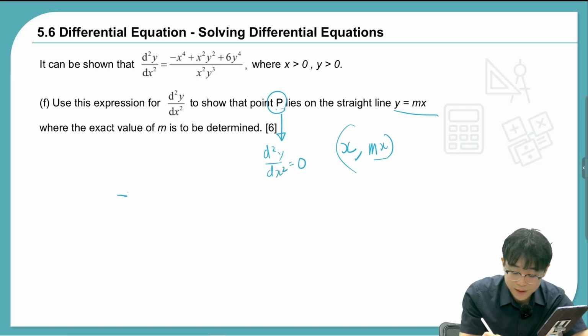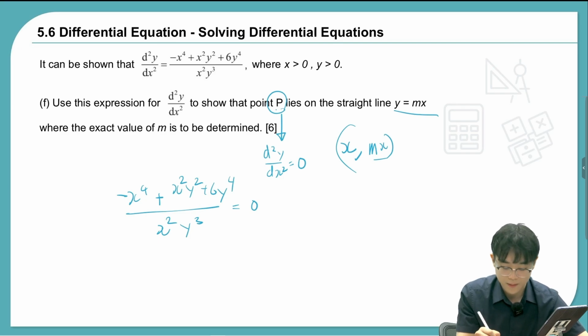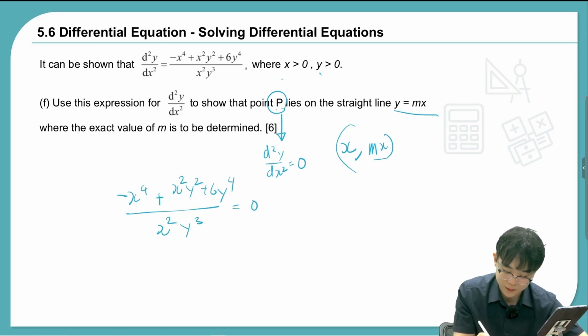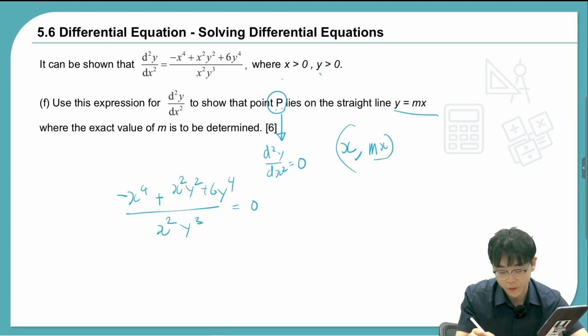So what we would do is take this expression, negative x to the power 4 plus x squared y squared plus xy to the power 4, over x squared y cubed. We would set that equal to 0. Since x and y are both greater than 0, we would do okay just multiplying x squared y cubed to both sides, because that would be a non-zero number.